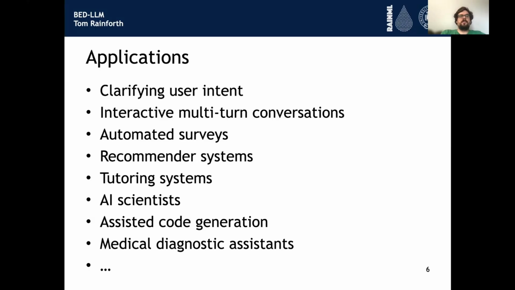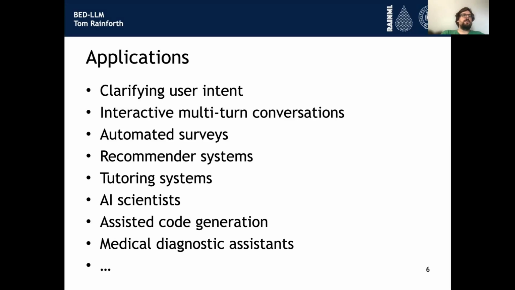Everything here, from trying to clarify what a user actually wants when they request it from the LLM, to more interactive, multi-turn conversations. So you could think about doing things like automating political surveys or market research, but also things like recommendation, tutoring, AI scientists, code generation, medical diagnosis.